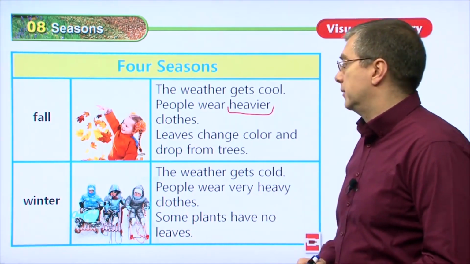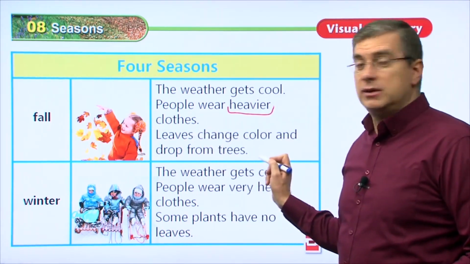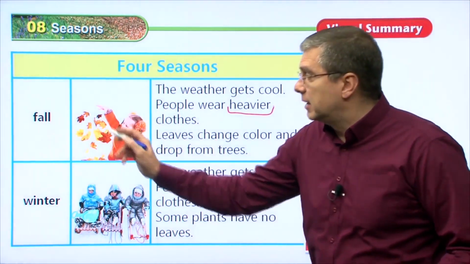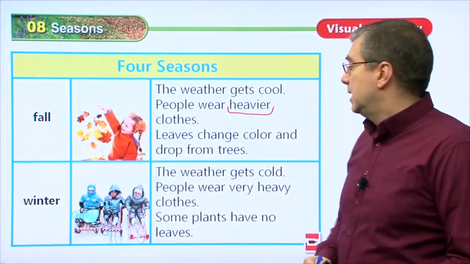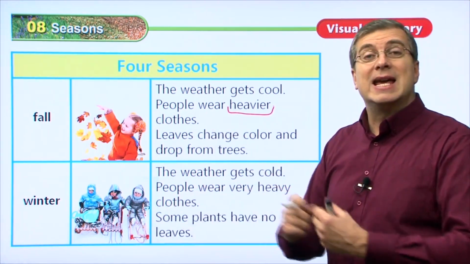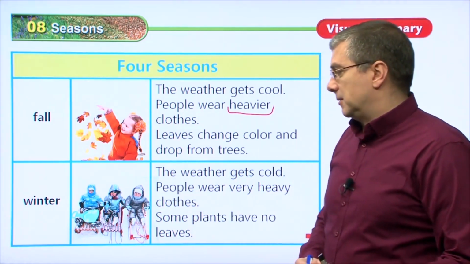So heavier clothes. Leaves change color and drop from the trees because they're dying, right? They're very beautiful, yes, but they are dying leaves. Okay, then that's in the fall. Also, farmers will go out and get that fruit that is now ripe. In the winter, what happens?